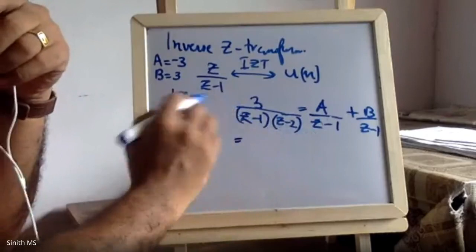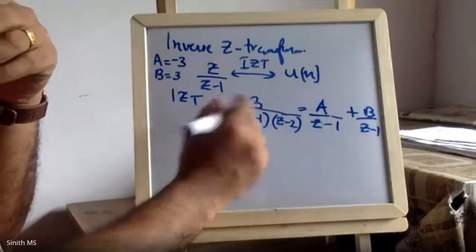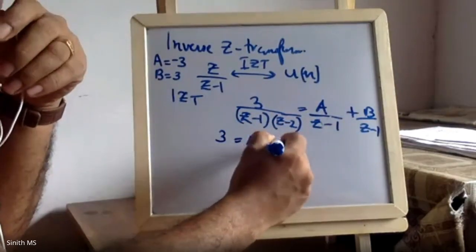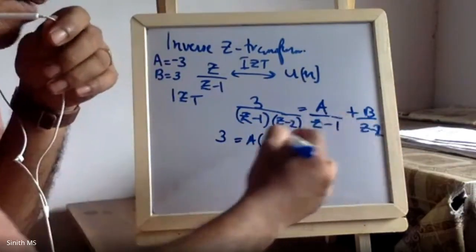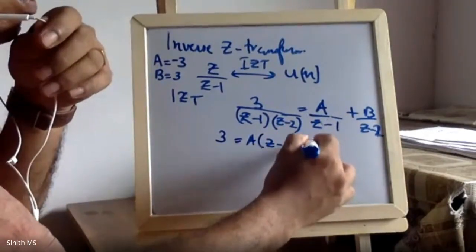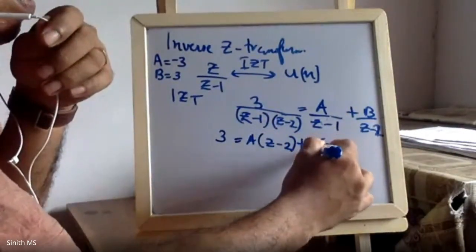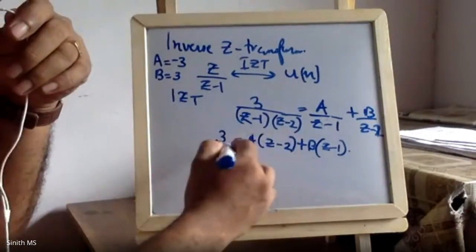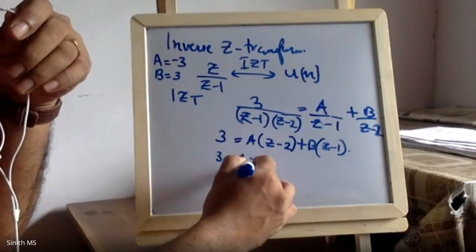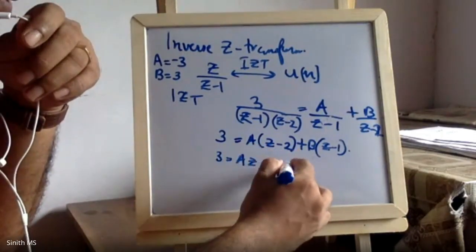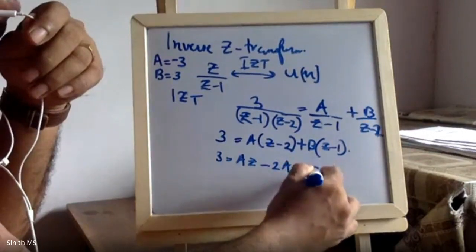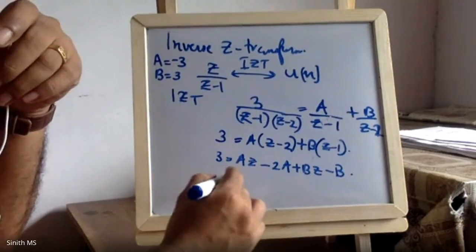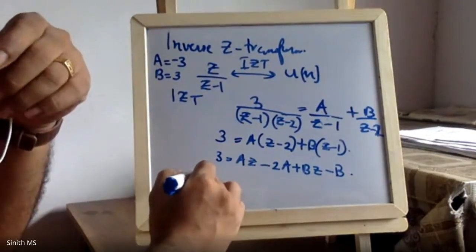And how will you find it? You multiply everything with z minus 1 into z minus 2. So the LHS becomes 3 and this becomes a into z minus 2 plus b into z minus 1. And from this, you expand: 3 equal to az minus 2a plus bz minus b. Am I right?